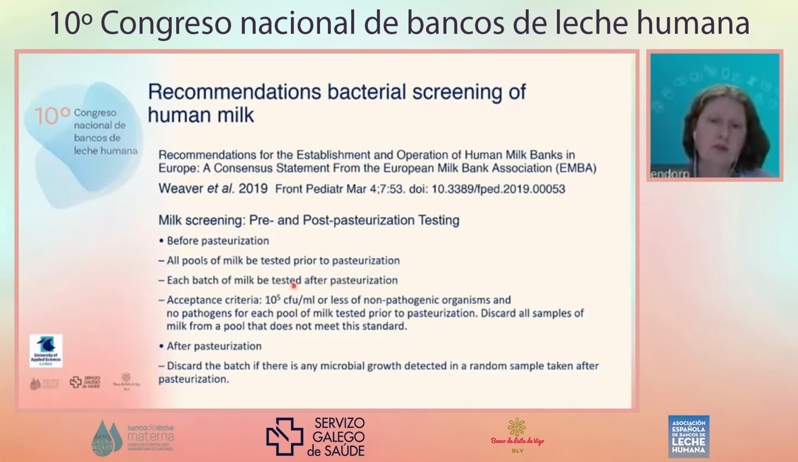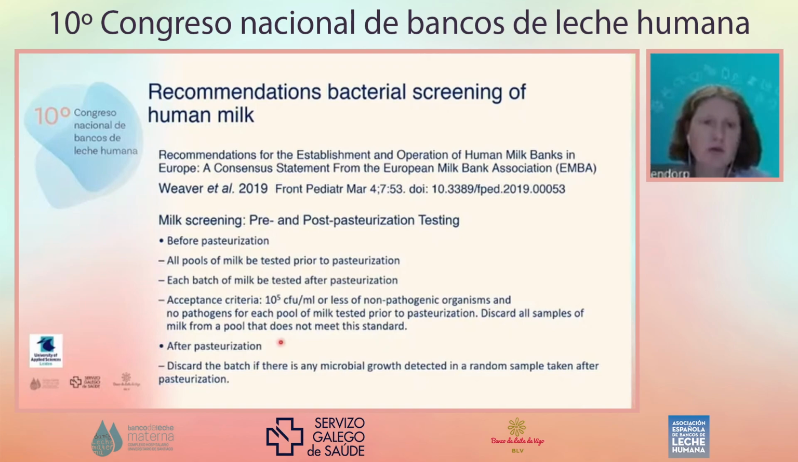And the screening criteria, or acceptance criteria, which the EMBA advises, are there should not be more than 10 to the 5th CFU per milliliter of non-pathogenic organisms, like the normal skin flora, and there should not be any pathogen. And if it doesn't meet the criteria, it should be discarded. And after pasteurization, there should not be any growth at all.